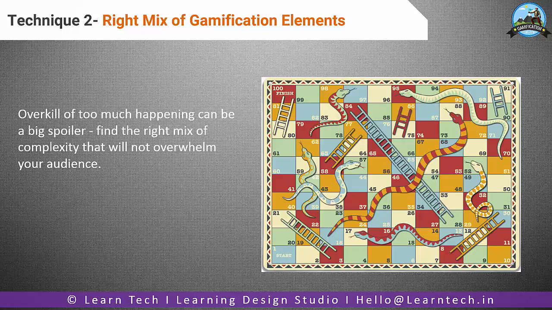Overkill of too much happening can be a big spoiler. Find the right mix of complexity that will not overwhelm your audience. Too many moving parts burden simpletons and they give up their engagement beforehand. It's better to err on the side of simple than complex unless you want to make it so.